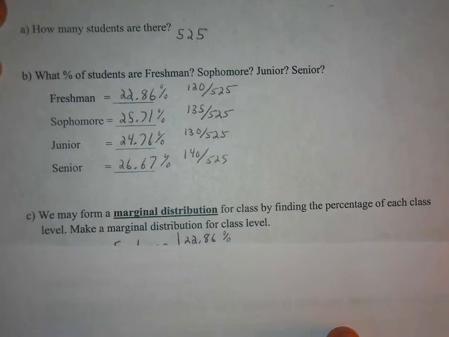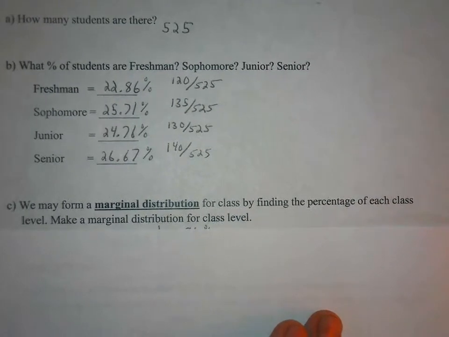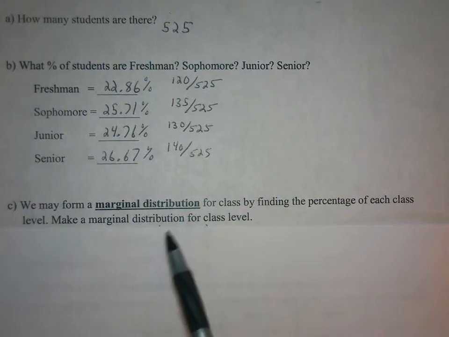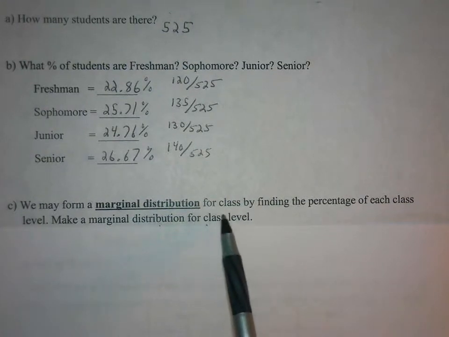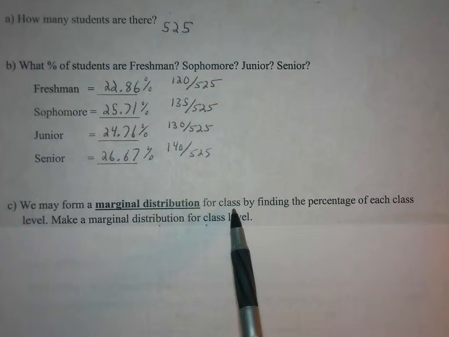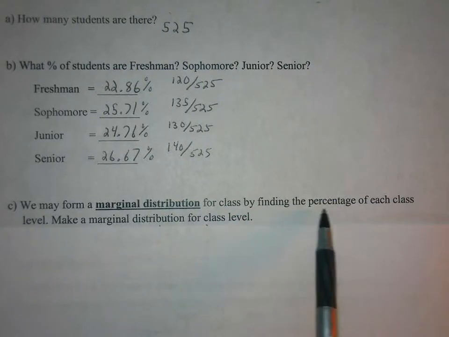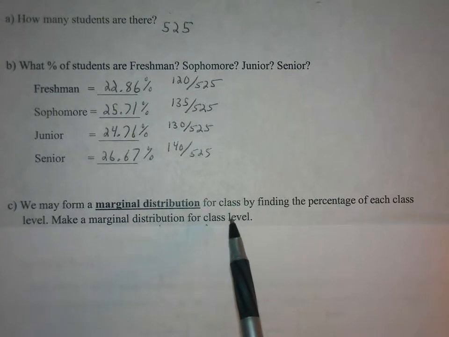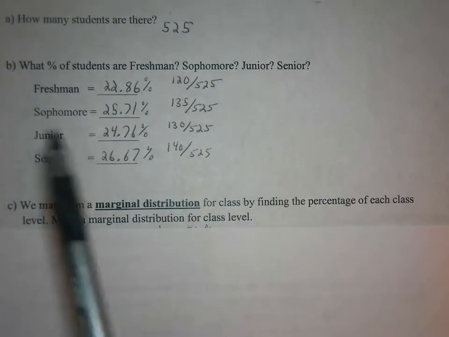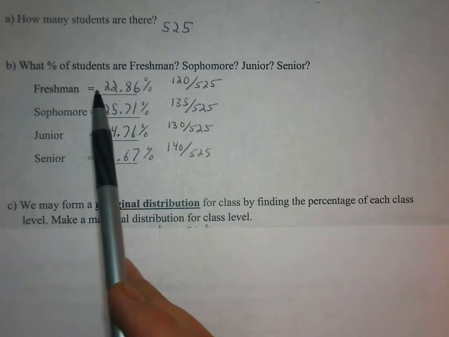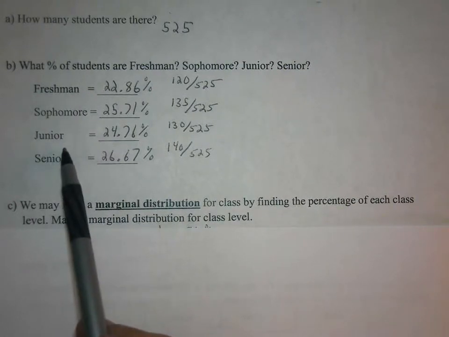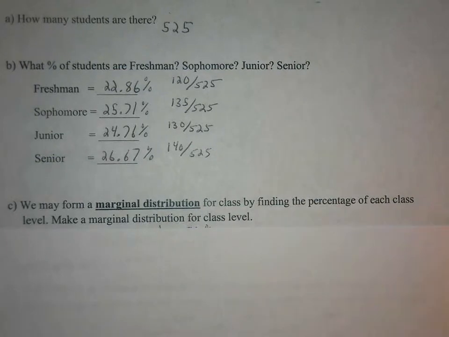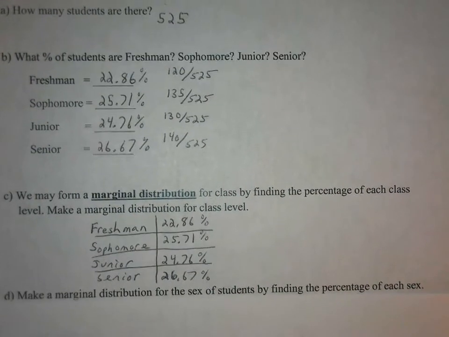So what we look at in Part C is what we call a marginal distribution. So we can form a marginal distribution for class, meaning freshman, sophomore, junior, senior, by finding the percentage of each class level. Make a marginal distribution for the class level. Do not make this more complicated than it is. It's just listing the classes, freshman, sophomore, junior, senior, with their associated probabilities. So that is your marginal distribution.